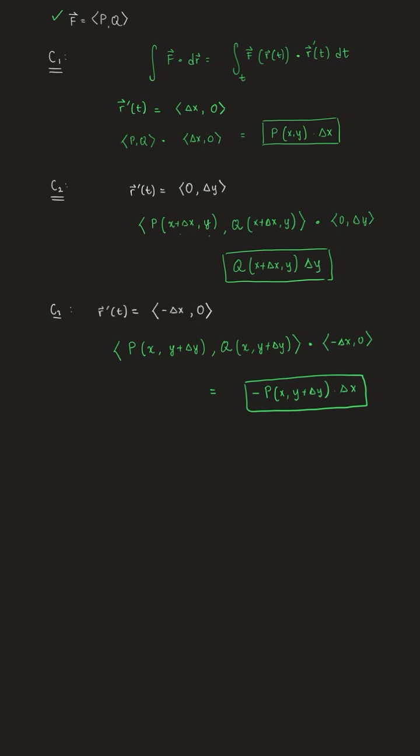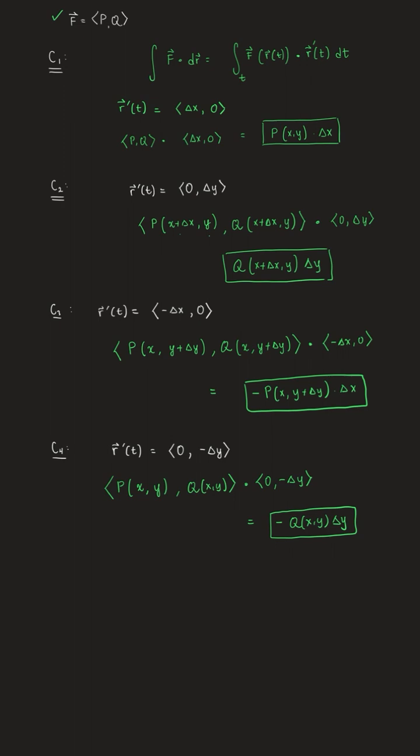And finally, C sub 4, r prime. Well, x is not changing. There's no change in x in the x direction, and the change in y is a negative delta y. Our vector field is evaluated at x, and y is changing, so I'm going to call that q of x, y. We're dotting this with 0, negative delta y, and so this is going to be a negative q of x, y, delta y.